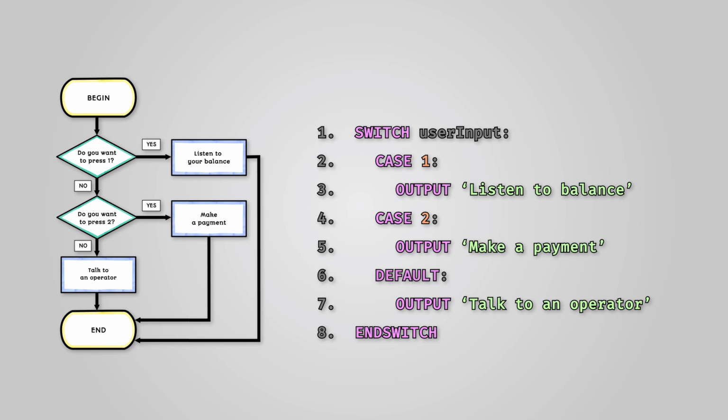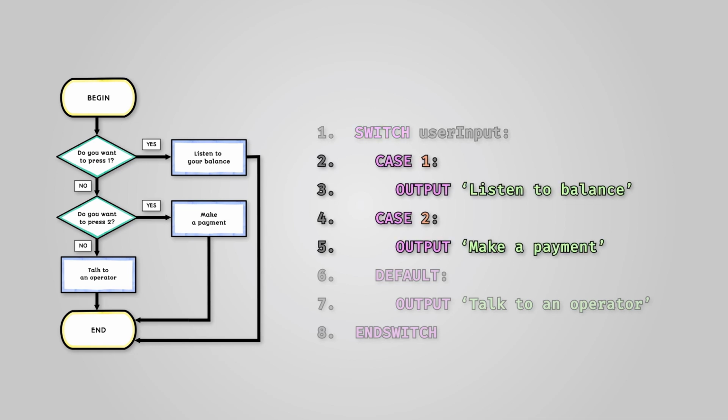Let's see this in AQA pseudocode. Firstly, we have the keyword switch, followed by our switch variable, which we've called user input. Notice that we use a colon after the switch variable to denote the start of our switch code block. This is quite similar to if statements in Python.